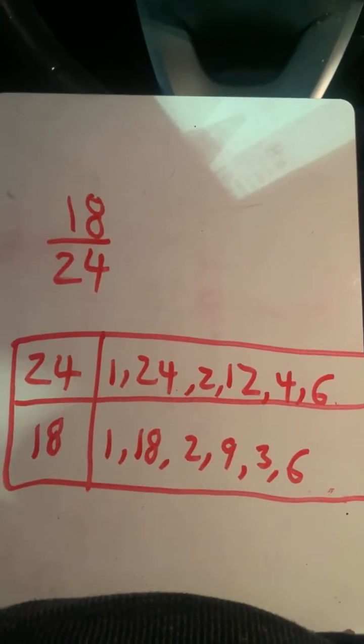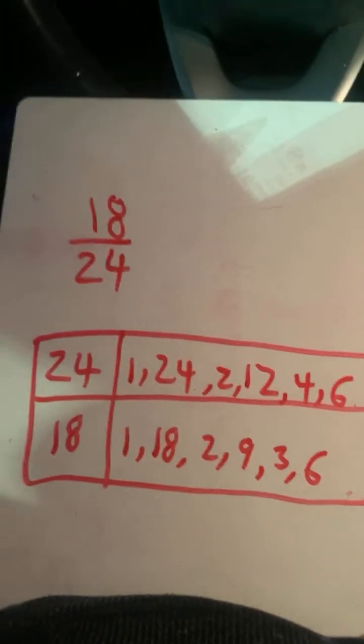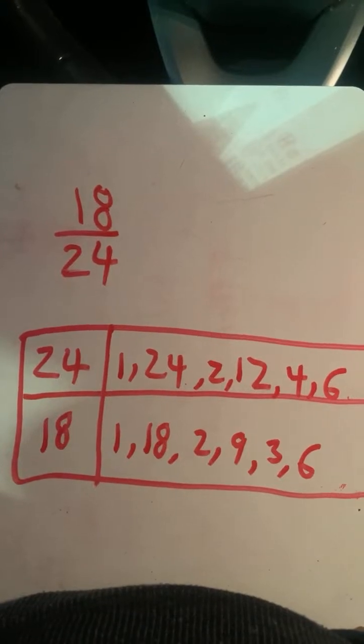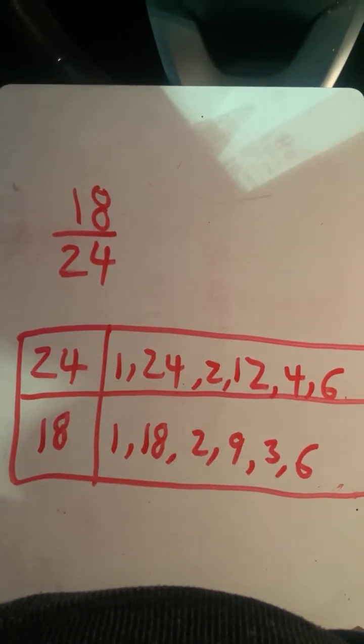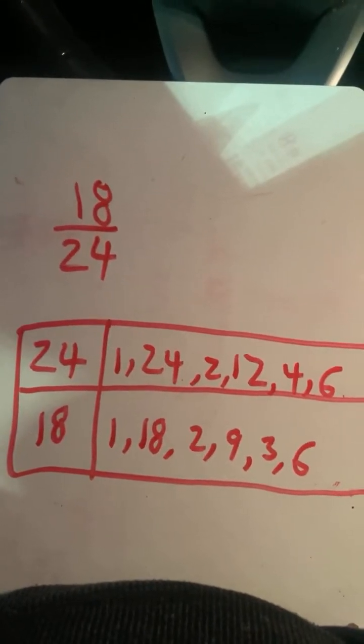So we are looking for the greatest common factor. Out of all the factors, even though 24 is the biggest number, it's not a common factor. 24 is not a factor of 18. 18 is not a factor of 24. 9 is not a factor of 24. 12 is a factor of 24, but not a factor of 18.